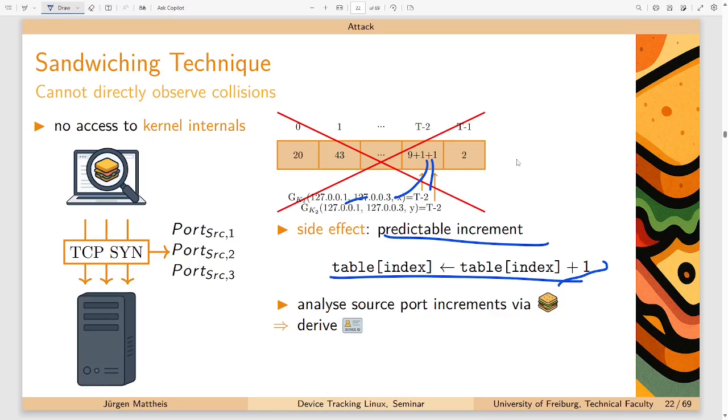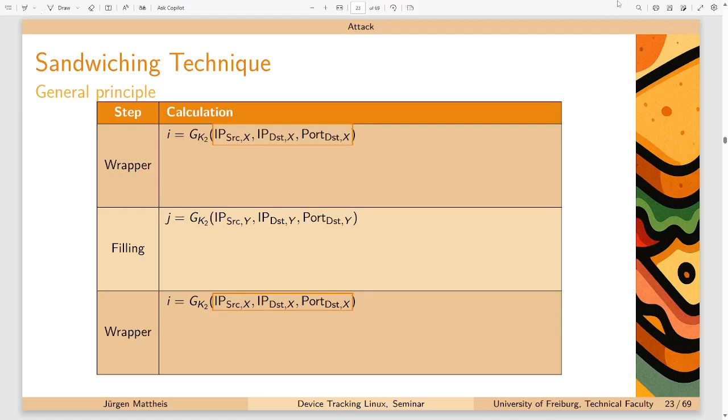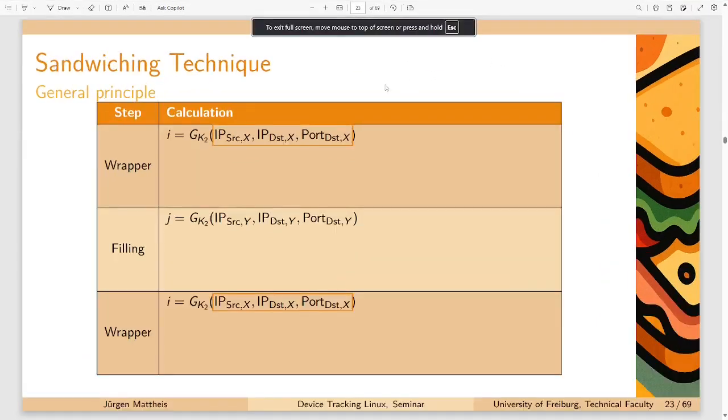And thus we can send TCP SYN packets to the tracking server, and from these TCP SYN packets we can extract source ports. We analyze the source port increments via the sandwiching technique and are thus able to derive a device ID. Here I want to give you a small intuition of the general principle of the sandwiching technique.